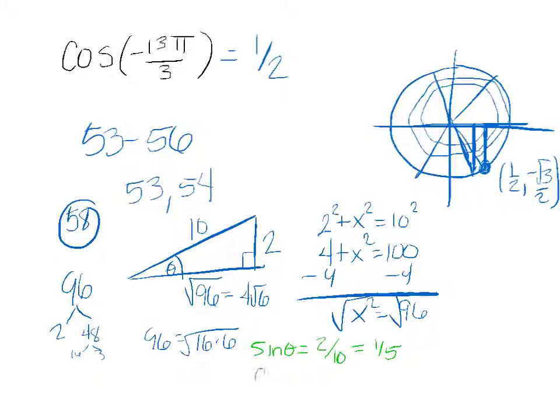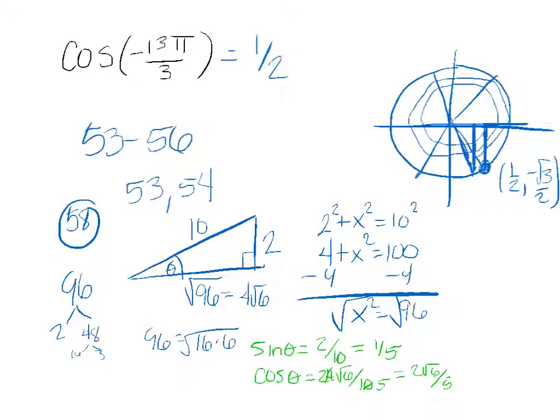So cosine of theta then is adjacent 4 square roots of 6 over hypotenuse 10. And guess what? 4 and 10 can cancel, right? By the way, you'll never cancel with the square root of 6. Because it's not really a 6 in there. It is the square root of 6. So 2 goes in 4 twice. 2 goes into 10 5 times. So we get 2 square roots of 6 over 5.